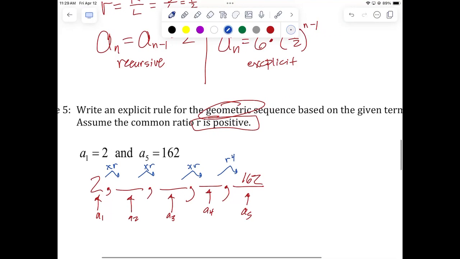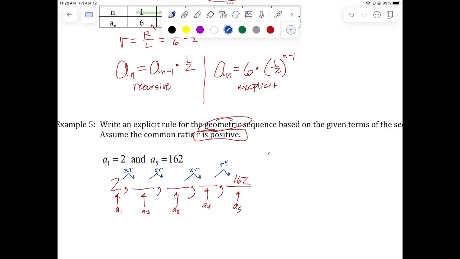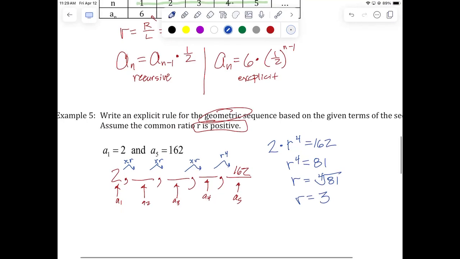So I can make an equation out of it. 2 times r to the fourth power should equal 162. Would you agree with that? Okay, so now I can solve for r. Divide through by 2, that gives us 81. And now if I take the fourth root of both sides, I solve for r. What is the fourth root of 81? 3.